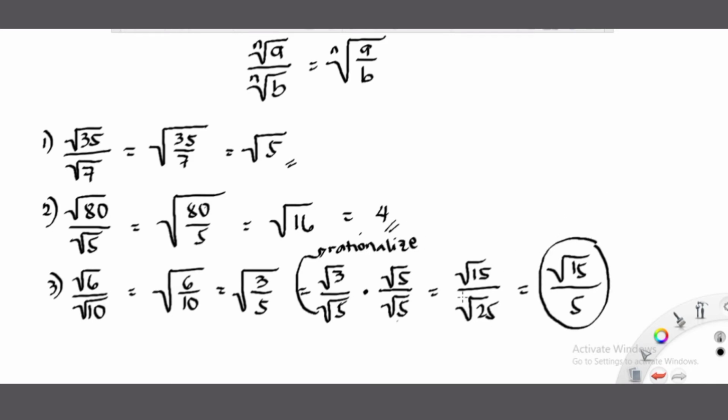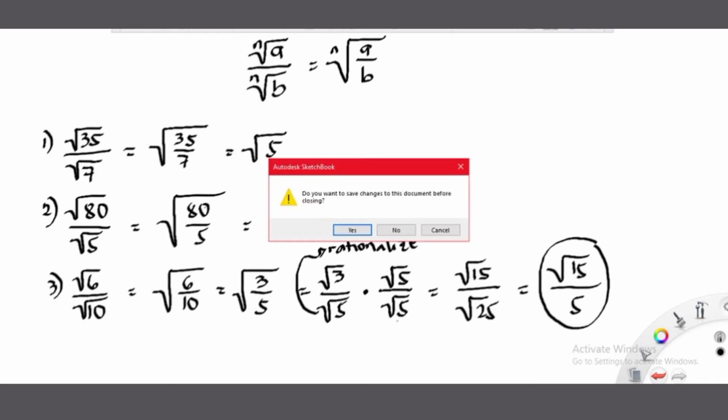Or, to avoid going through this process, just multiply the numerator, and then for the denominator, we will just copy our radicand, which is 5. Okay? So that is our final answer. So again, we need to rationalize our answer if the denominator is in radical form. Alright? So let's have more examples.